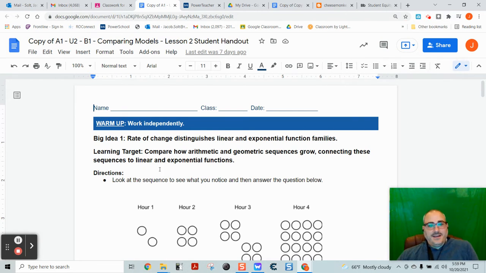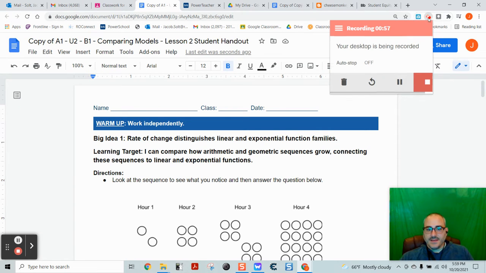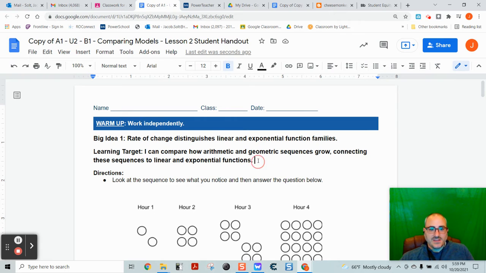All right. The learning target is, I can compare how arithmetic and geometric sequences grow, connecting these sequences to linear and exponential functions. By the end of this, hopefully you can do that. Arithmetic sequences are like linear functions, and geometric sequences are like exponential functions.